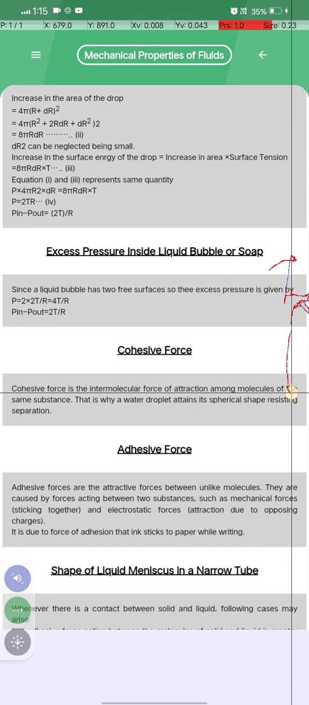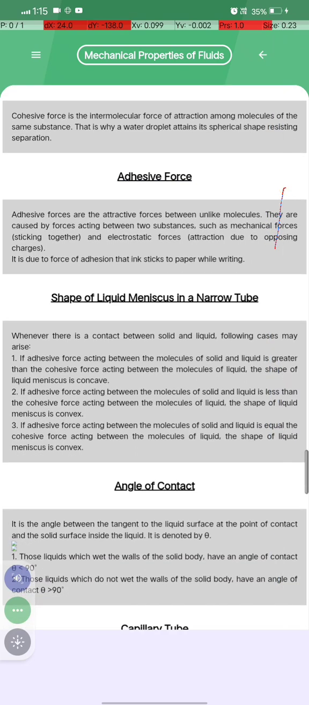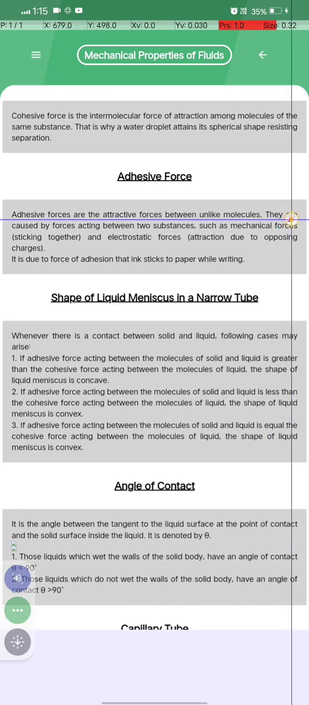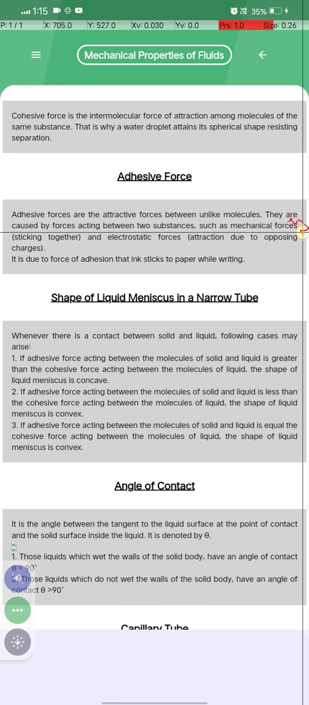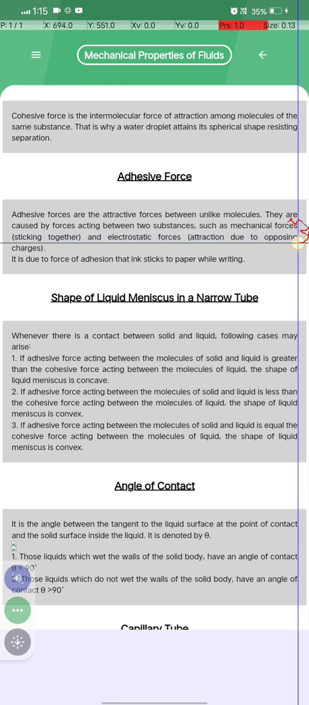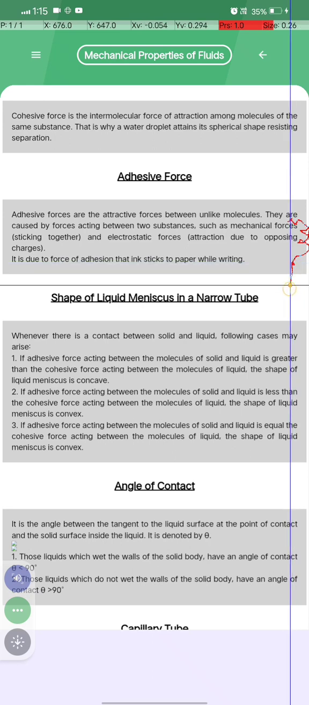Cohesive force क्या होता है? Cohesive force is the intermolecular force of attraction among the molecules of the same substance. That is why water droplets attain a spherical shape, resisting the separation. Adhesive force क्या होता है? Adhesive forces are the attractive forces between unlike molecules, and they are caused by the forces acting between two substances, such as mechanical forces sticking together and electrostatic forces attracting due to opposing charges. It is due to the force of adhesion that ink sticks to the paper while writing.